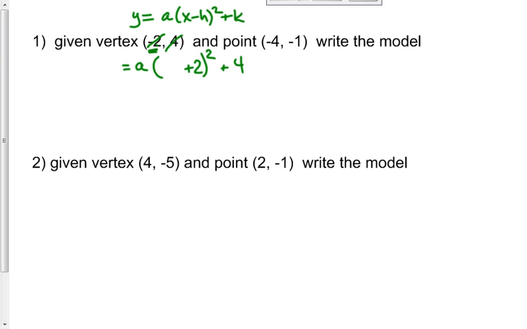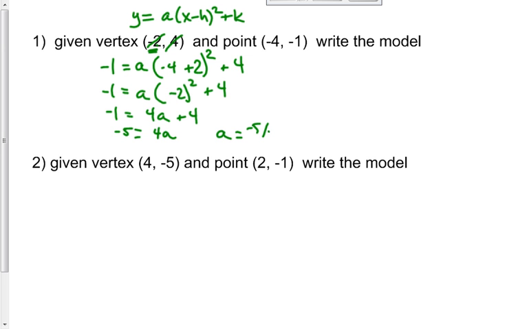The random point, x, y: negative 4 is x, so your negative 4 is going to go right here where x would go. The y term is negative 1. Negative 1 goes on the other side. And we have filled in everything except for a, and now we just have to crunch this together. Negative 1 equals a times negative 4 plus 2, which is negative 2, squared, plus 4. Negative 1 equals, negative 2 squared is 4, so it's 4a plus 4. Move the 4 to the other side. Negative 5 equals 4a, and a equals negative 5/4.